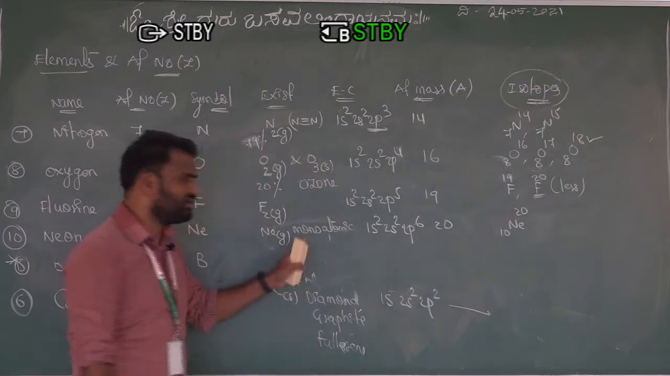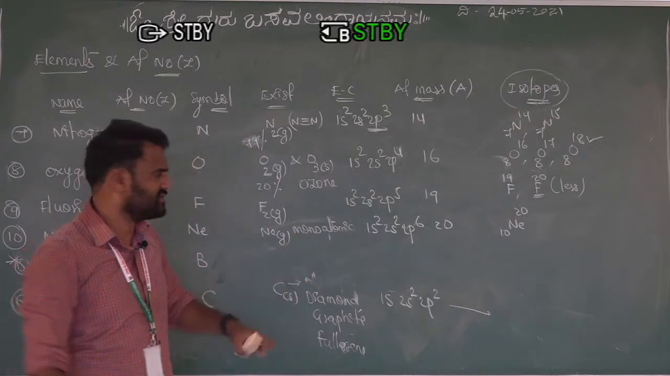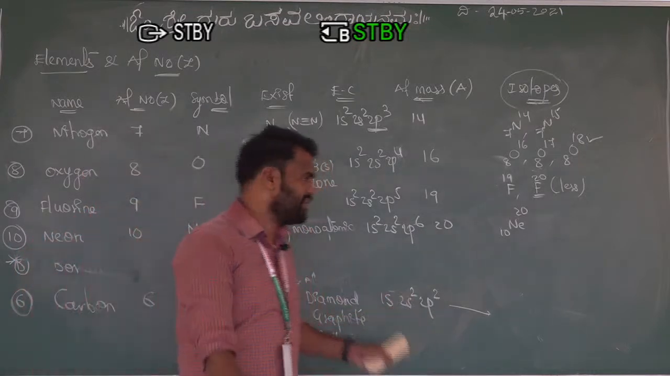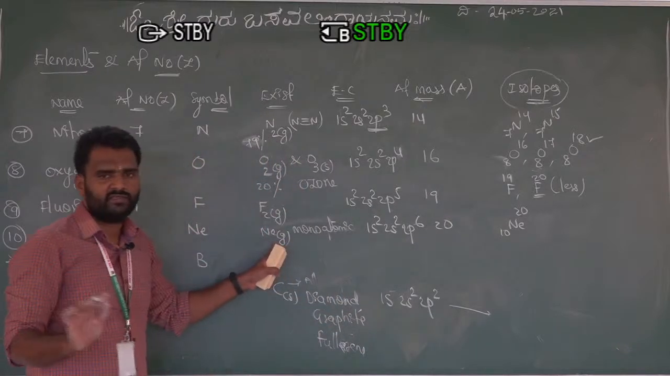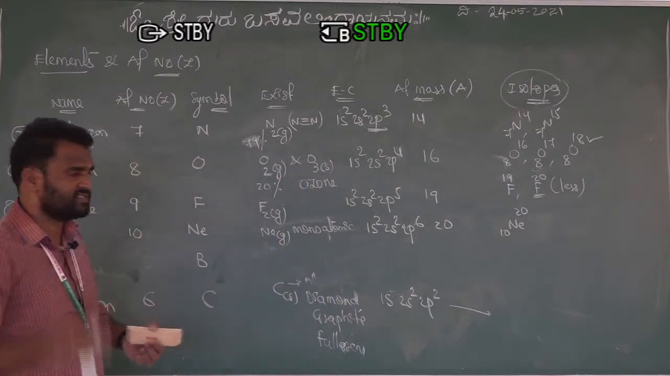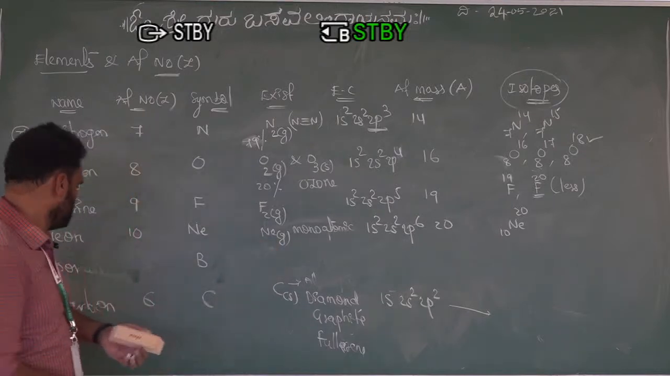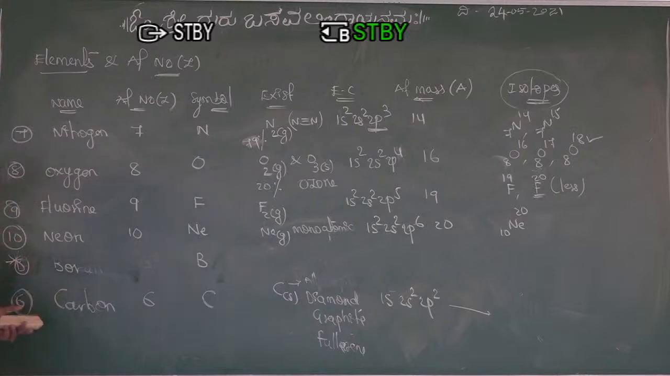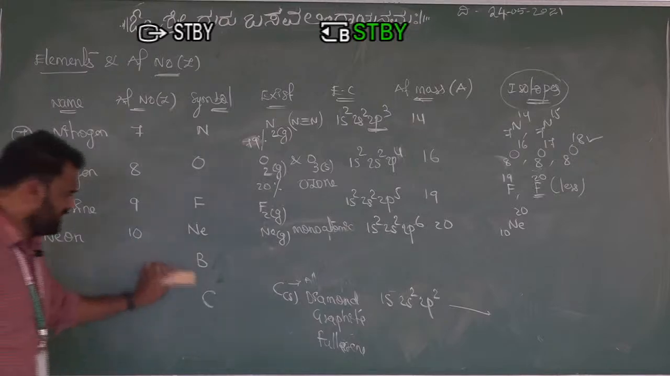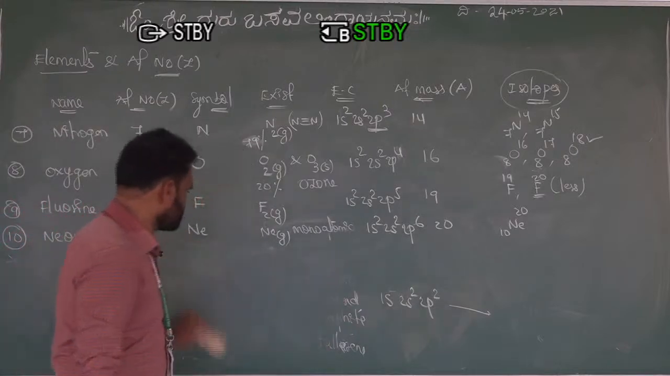Right, neon is monoatomic, an inert gas, and it is highly stable. That's why it will not combine with any other elements. Later we'll discuss how it gets stability through octet configuration, which we'll cover in the chemical bonding topic. Okay, right.